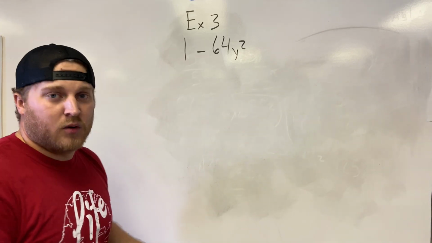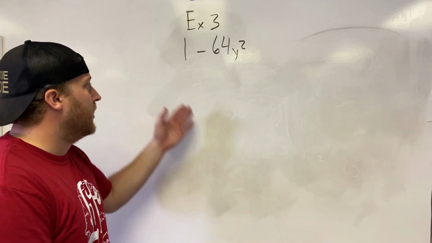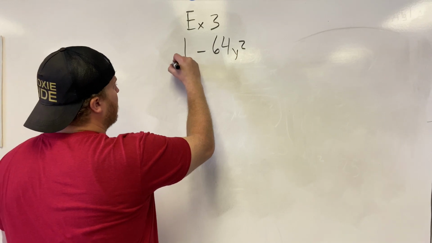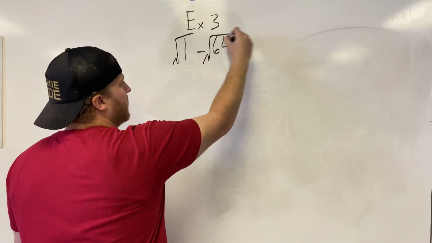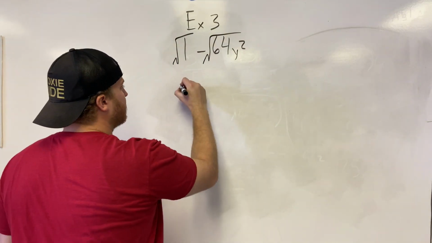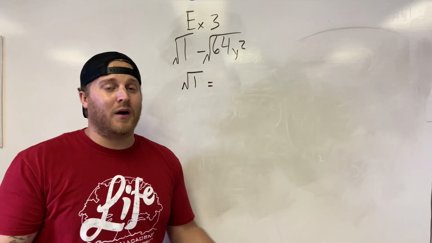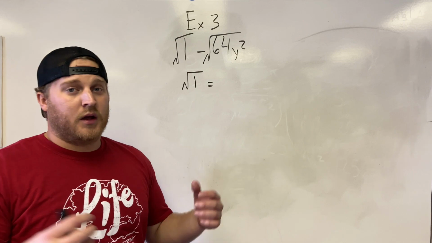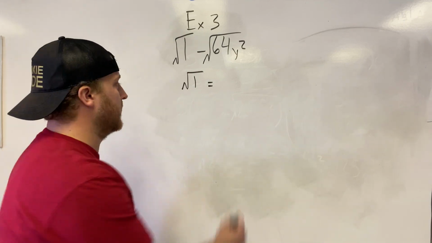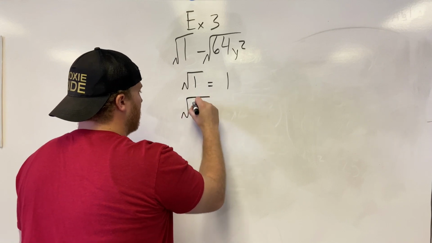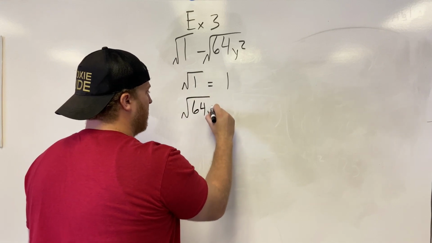So moving on to step number 2, find the square root of both terms. So we're going to find the square root of 1 and then the square root of 64y squared. Now to find the square root of 1, what times itself will get us 1? And the answer is 1. 1 times 1 will get us 1. So we have 1, then the square root of 64y squared.